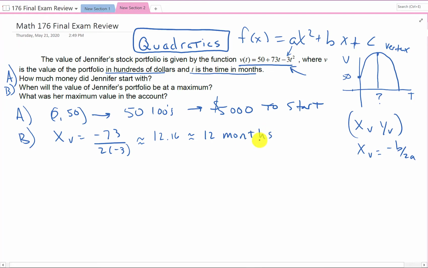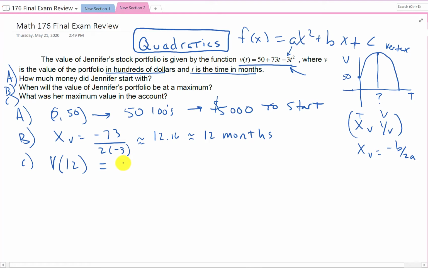So, after 12 months, her stock investment reached its highest point. And how much was that highest point? That's the C question. In this case, I used x and y, but this graph has no x and y. It has t's and v's. So the value of her account would happen at about 12. I'm using the rounded number, so we have to just plug that in.